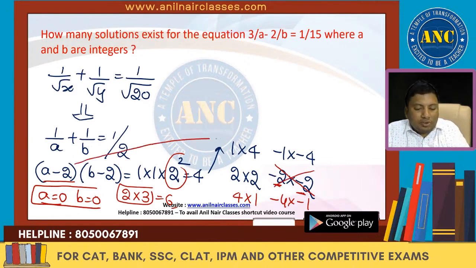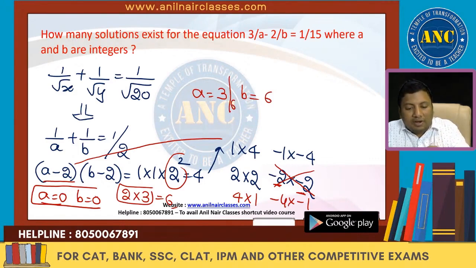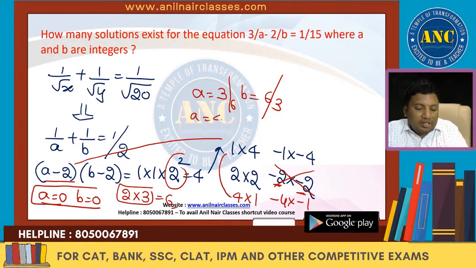Suppose A minus 2 is 1. A value will be 3. B minus 2 is 4. B value will be 6. So A value can be reversed also, 6 and 3. Next one. So this case is over. This case, A minus 2 is 2, so A value is 4. B minus 2 is 2, so B value is 4. Okay, this is the case.